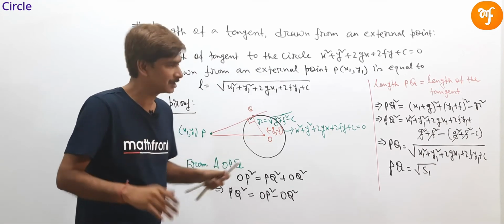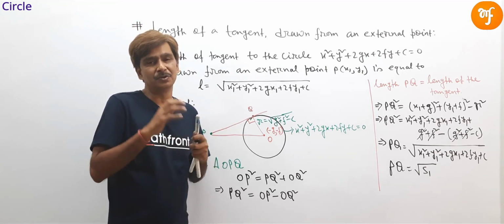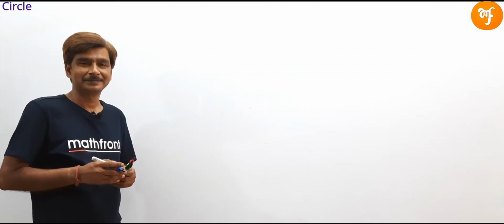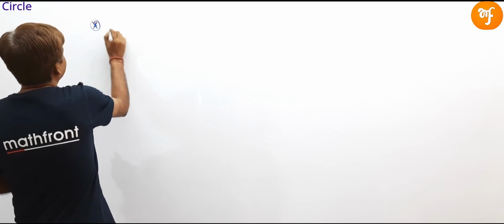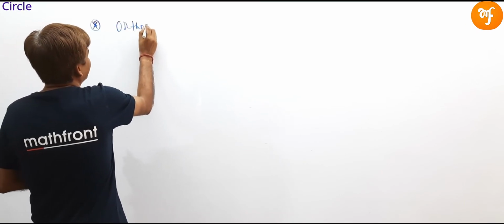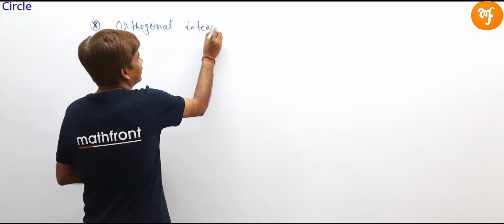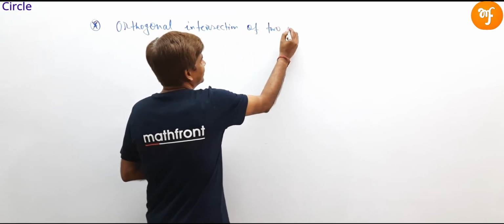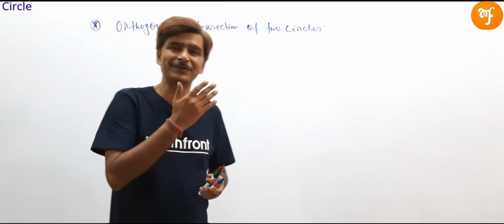Understand? Clear? Now come to the next discussion, that is the orthogonal intersections of two circles. So let's have a look. Discussing orthogonal intersections between two circles. So write down the heading: orthogonal intersection of two circles.